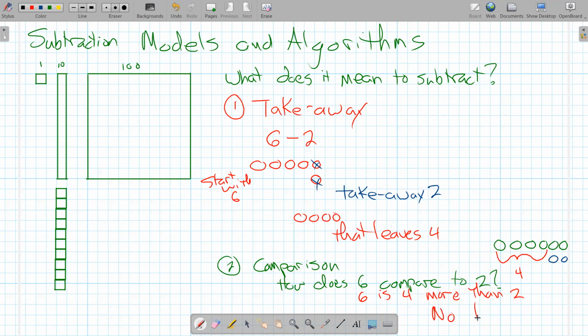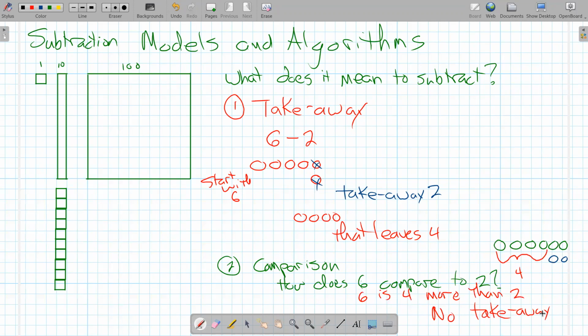There's no takeaway here, right? Maybe 2 friends get together, 2 kids. One kid has $6, the other kid has $2. It's clear to them that one kid has more than the other. How much more do they have? Well, they have $4 more. So one kid isn't taking anything from the other kid, right? That would lead to some serious confrontation. We're not taking, we're just comparing.